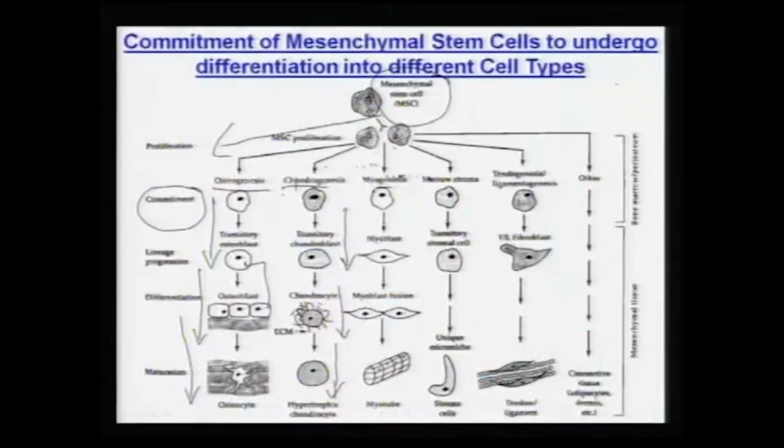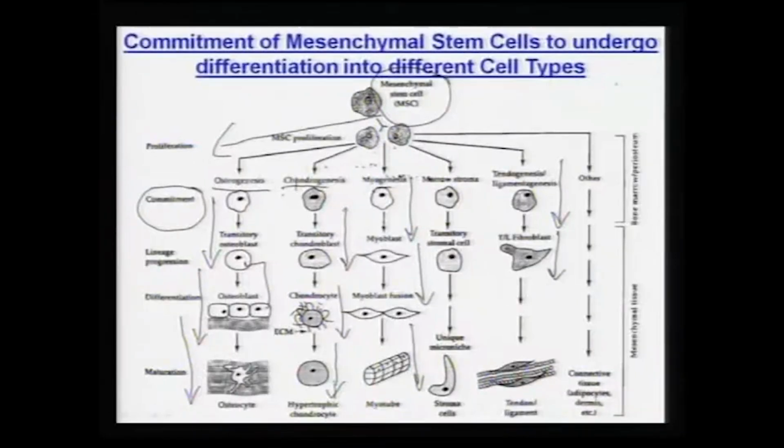Then similarly there is myogenesis, there are myoblast cells, then myoblast fusion. Myoblast fusion means two myoblast cells coming together, and then you have the myotube. Similarly you have tendogenesis or ligamentogenesis. Ligamentogenesis means the formation of ligament. Tendogenesis means the formation of tendon. Now, you have the fibroblast cells here. The fibroblast is a cell of the connective tissue. All these fibroblast cells together with the ligament form the ligament cells. So, this is known as lineage commitment.